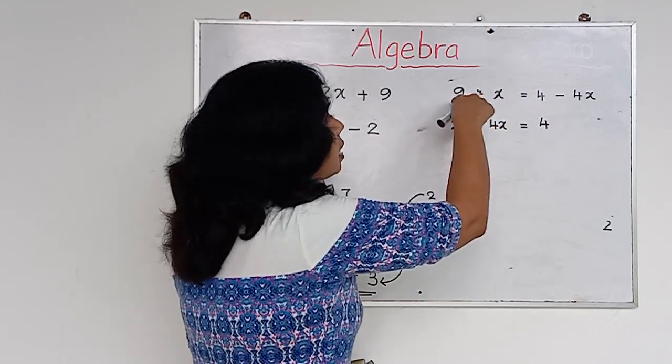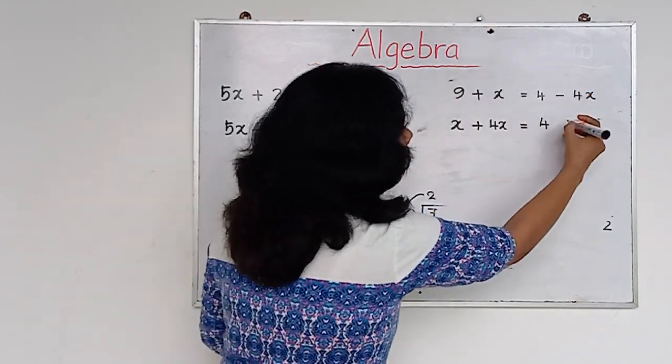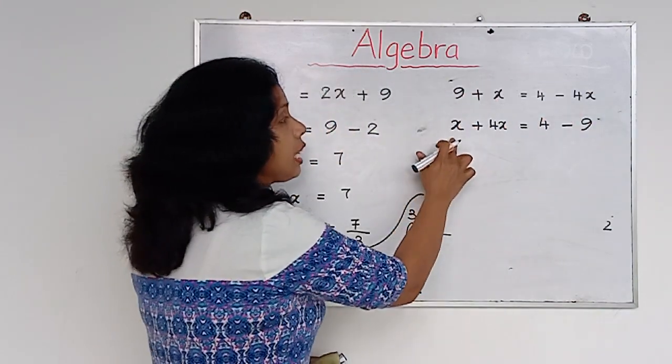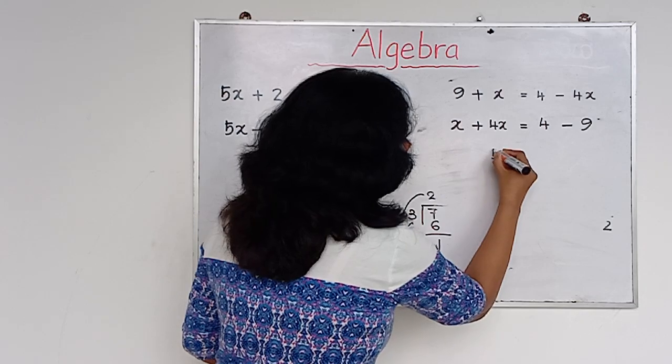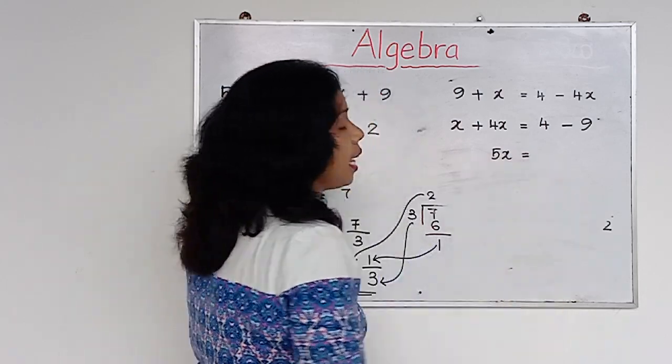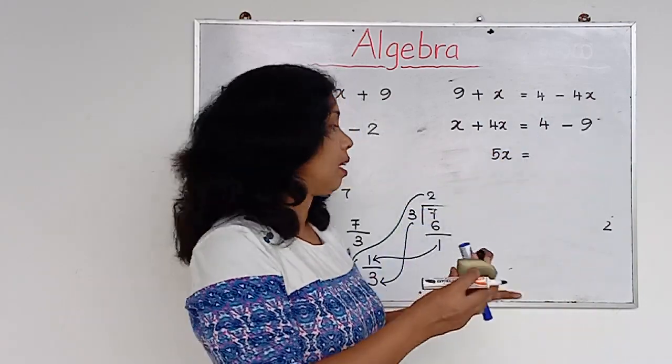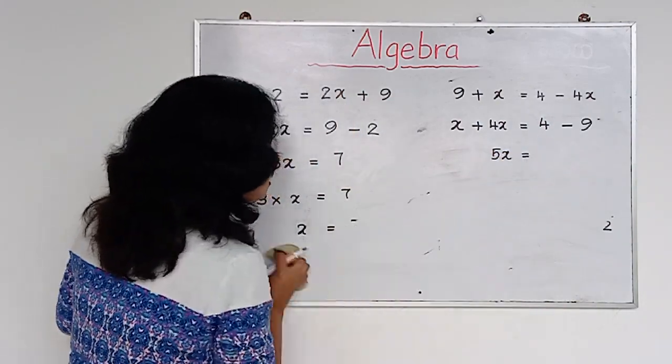Then you ask this plus 9 to come to this side. It becomes minus 9. x plus 4x is 5x. Then write 4 minus 9. Now tell me what the answer is.